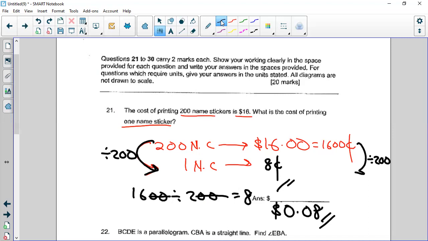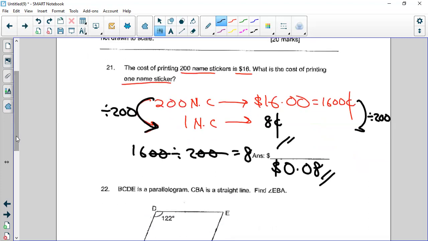So some of you are confused whether it is 200 divided by 16 or 16 divided by 200. Then you should be doing it this way, you should write in this way. All right. Okay, question 22, angles. This is also not very hard.